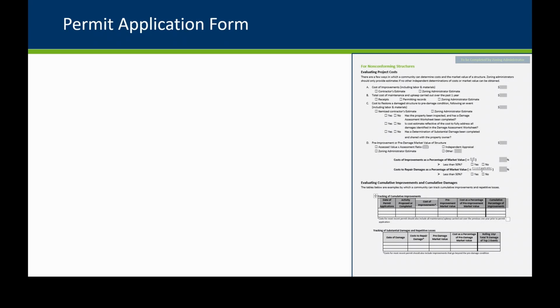This is step-by-step, the way it's worded in the ordinance. And the top section is where we evaluate our project costs. And this is a requirement for all non-conforming structures. You're working your way through the evaluations. We have check boxes to document how you're finding these numbers.